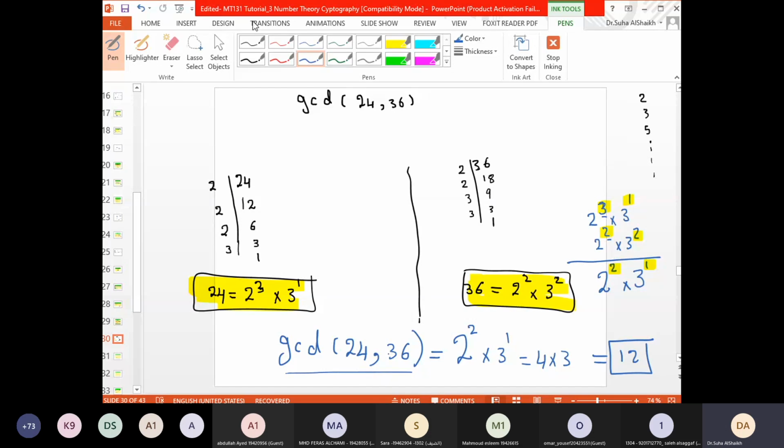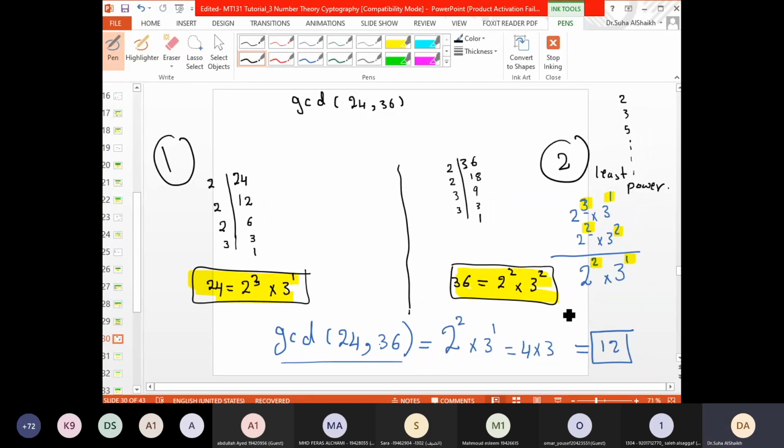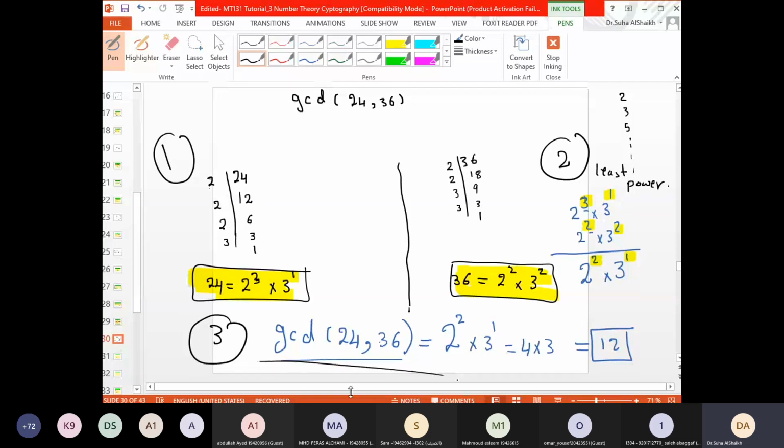What did we do here? The first step, I got the prime factorization of the two numbers. The second step, I put the prime factorizations in a parallel way. I took the least power of the numbers that I have. The least power will give me the greatest common divisor. We have a little bit left. Just give me 5 more minutes, okay? So I take the least power. This will give me my GCD here.